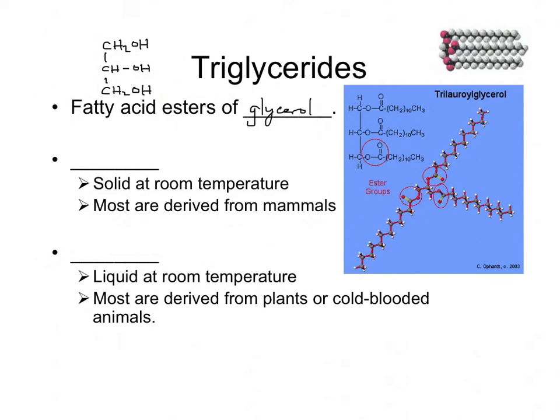Triglycerides, if you take a look at the picture on the right, you can see that glycerol unit sitting right there. Right there is that trialcohol unit. Now, triglycerides are the components of fats and oils. Fats, of course, are solids at room temperature, and most are derived from mammals. Oils are liquids at room temperature and tend to come from plants or cold-blooded mammals.